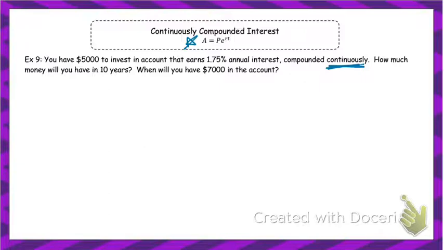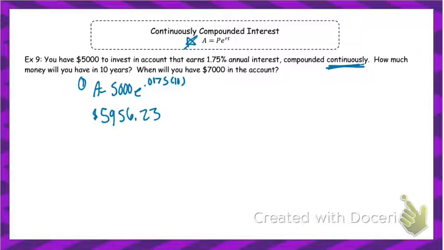So how much money will we have in 10 years? Let's start with that question. Well, A equals 5,000 e to the 0.0175 times t, which is 10. Plug that straight into a calculator, and you'll end up with $5,956.23.